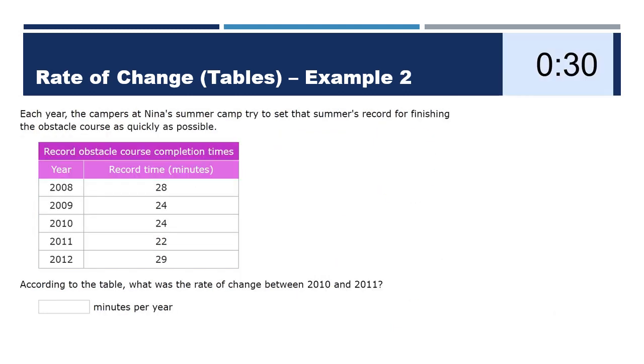Here's a problem for you to try on your own. As a reminder, we're being asked to find the rate of change, and like we said before, the rate of change is simply the change of Y over the change of X. Go ahead, take 30 seconds, see how far you can go. If you need more time, pause the video and press play when you're ready to go. Your time starts now.